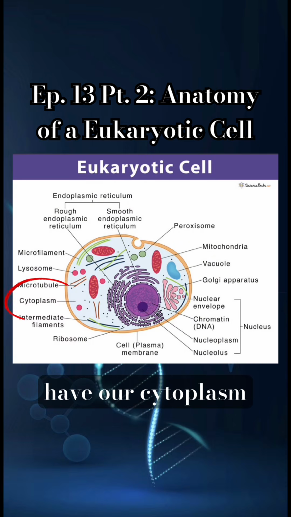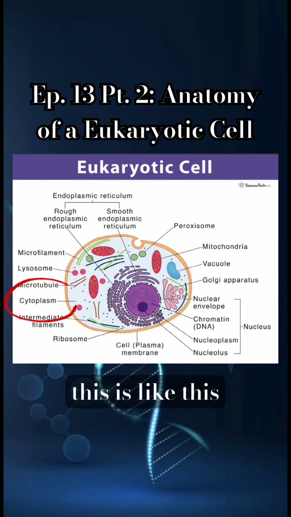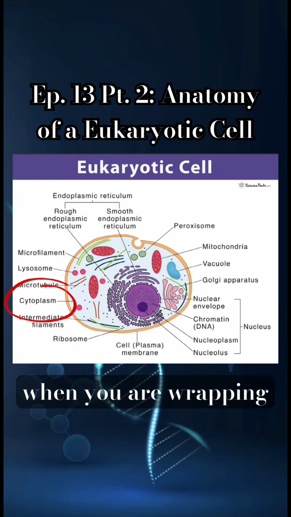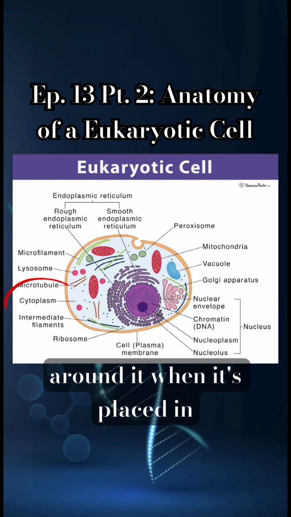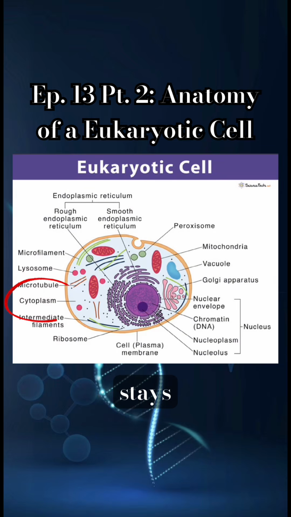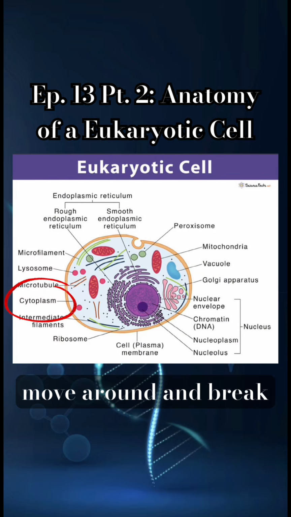And then we have our cytoplasm. This is like this jelly-like fluid substance that holds everything in place, and it makes sure that things don't bump into each other and cause damage. It's basically like the bubble wrap of your Amazon box. Say when you are wrapping something fragile, it has bubble wrap around it when it's placed in the box so that it stays in place and doesn't move around and break.